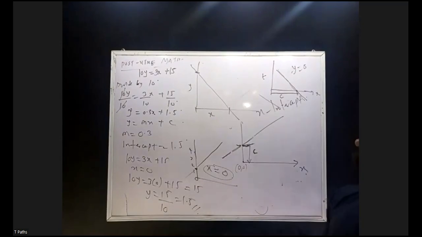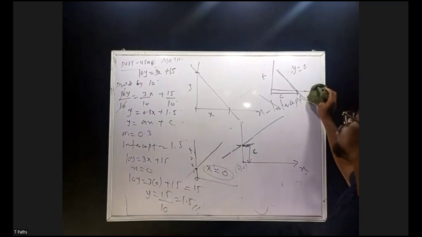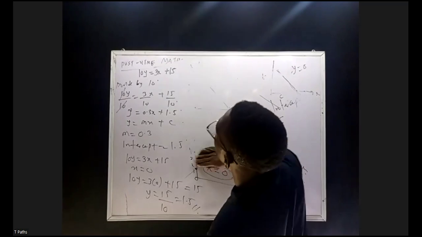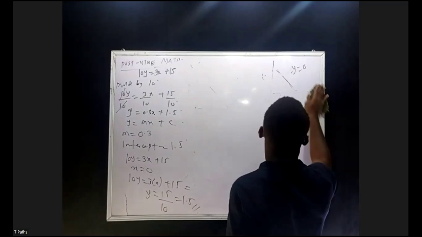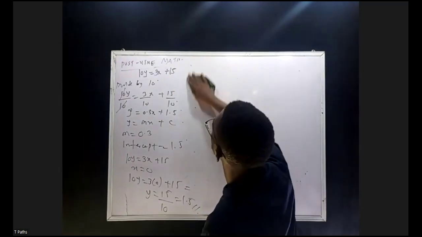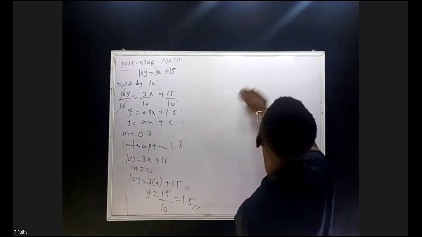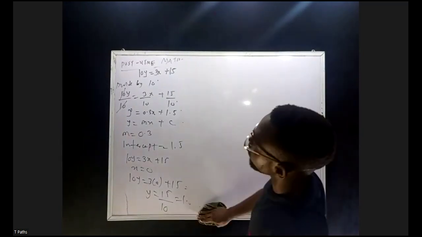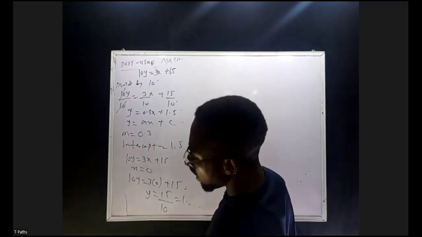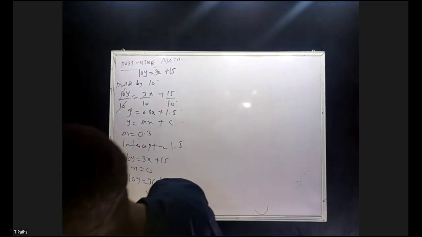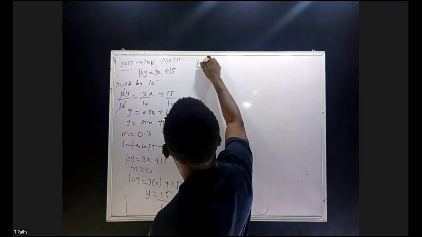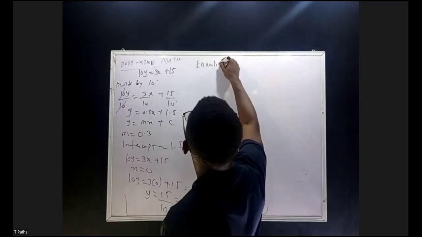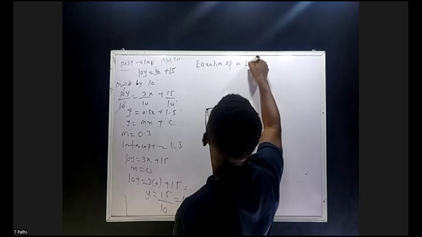So now that we understand that, I want to go to how to find the equation of a line. How to find the equation of a line. How do you find the equation of a line?